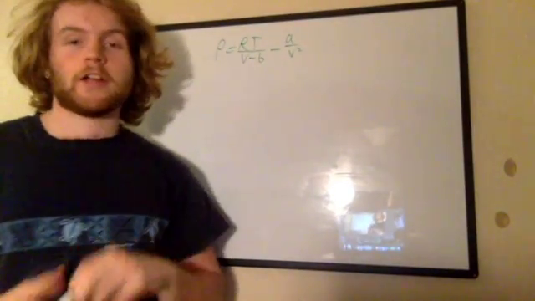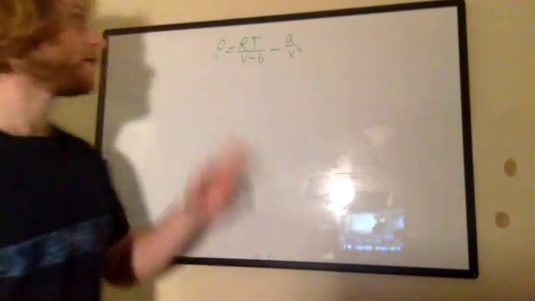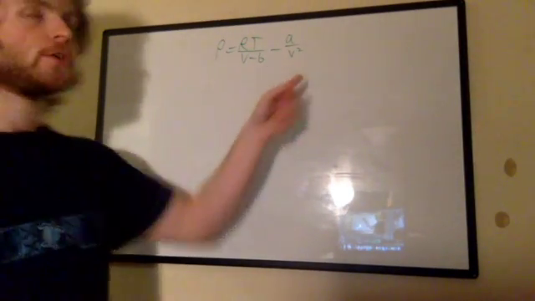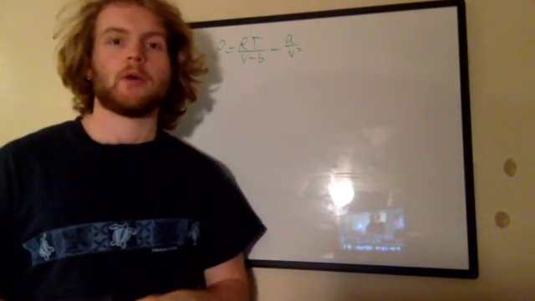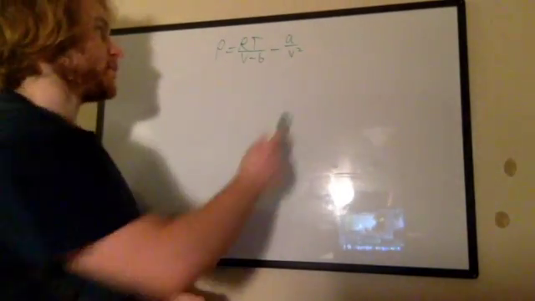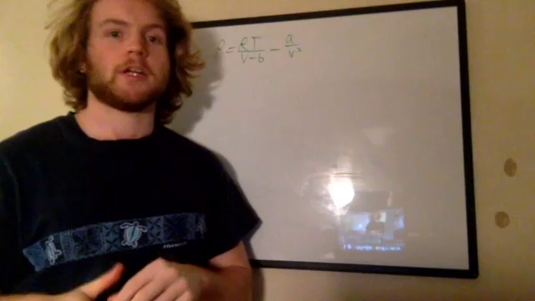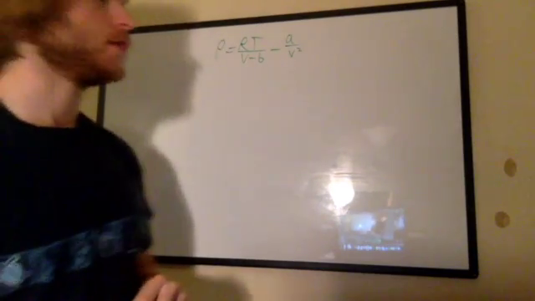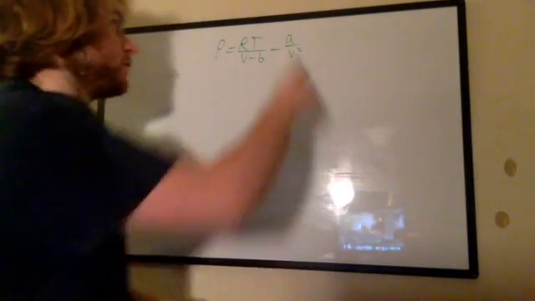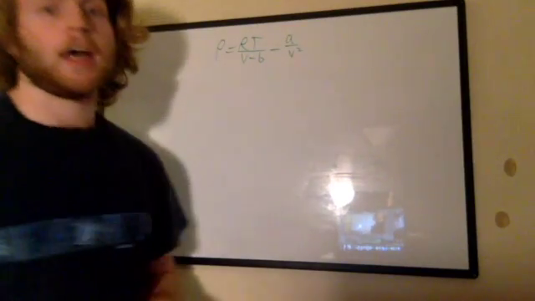Alright, so we are over here at the whiteboard, as you can see, and I've gone ahead and written out the van der Waals equation of state, and what we're going to do is take the first and second derivative of this equation, and use those equations to solve a system of equations to figure out what A and B are at the critical temperature.